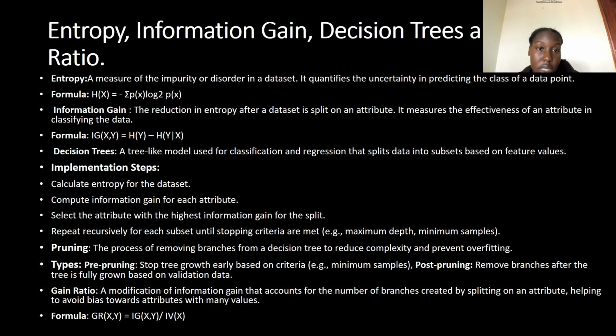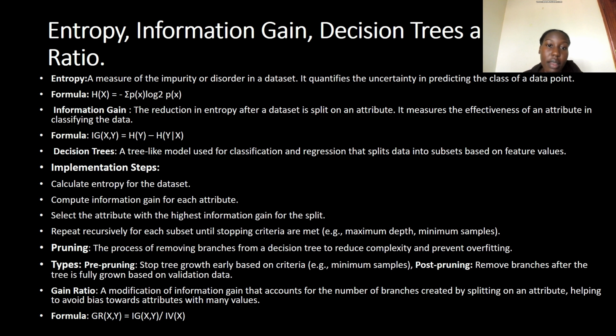Moving on to decision trees, these are tree-like models used for classification and regression, splitting data into subsets based on feature values. The implementation steps include calculating entropy for the dataset, computing information gain for each attribute, and selecting the attribute with the highest information gain for the split. The process is repeated recursively until stopping criteria are met, such as maximum depth or maximum samples.